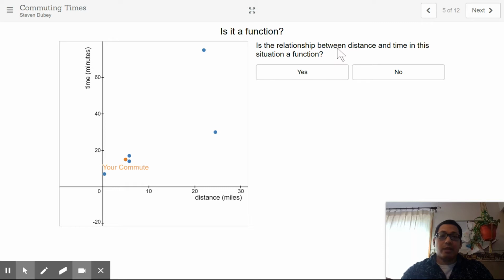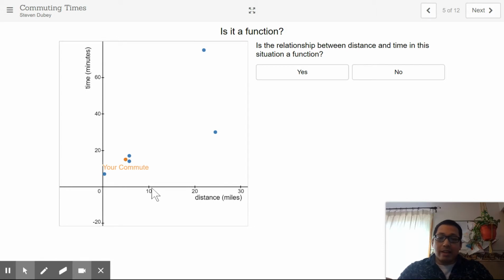Is the relationship between distance and time in this situation a function? So remember, a function means it's a relationship between two things. In this case, distance and time, and it's a relationship where we always know what the output is going to be. Now, the x-axis is like our input.